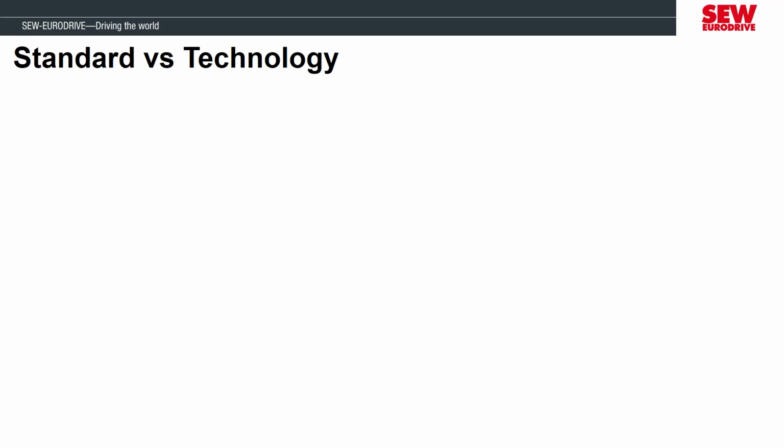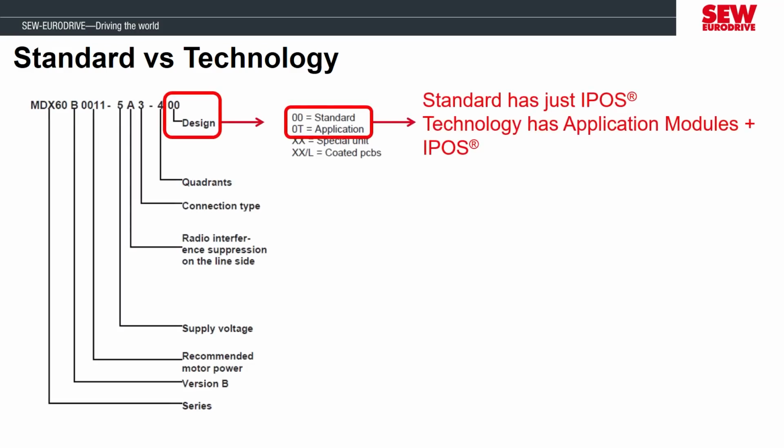We talked about this in the Session 2 video, but I will mention it again that there are two application levels of the MOVIDRIVE, either being standard or technology. The application modules that are selectable in Motion Studio can only be downloaded to a MOVIDRIVE with the technology application level. If the MOVIDRIVE has a standard application level, then the application modules are not allowed to be downloaded to it, but the standard version will still support custom IPOS programs.